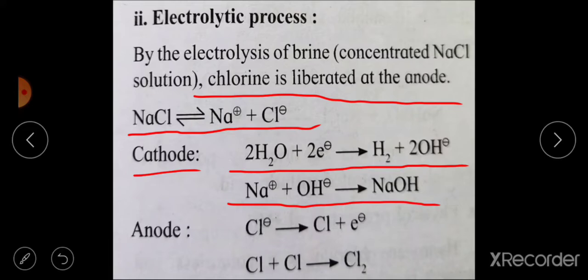Here at the cathode reduction takes place, there is a gain of electrons. At the anode, chloride ions lose electrons to form elementary chlorine. Then these 2 atoms of chlorine react with each other to form a Cl2 molecule. In this way chlorine is produced in the electrolytic process.